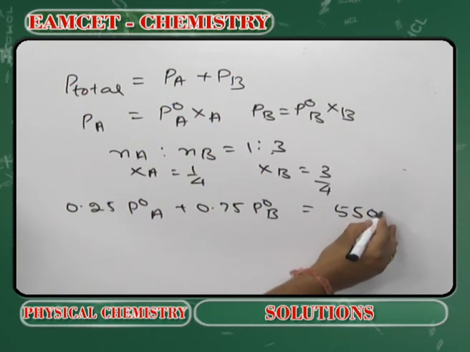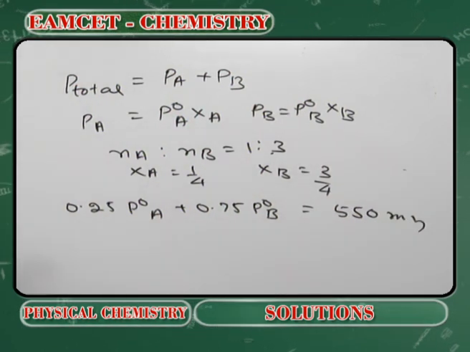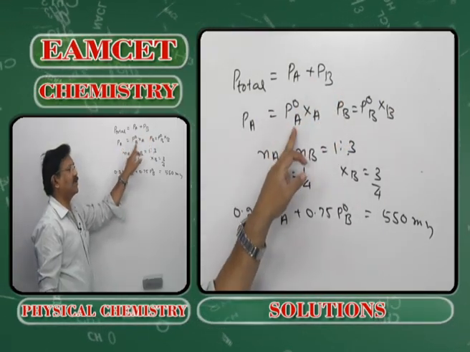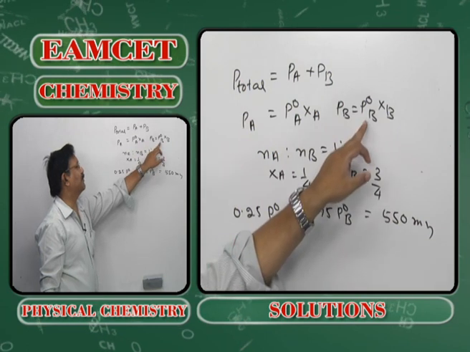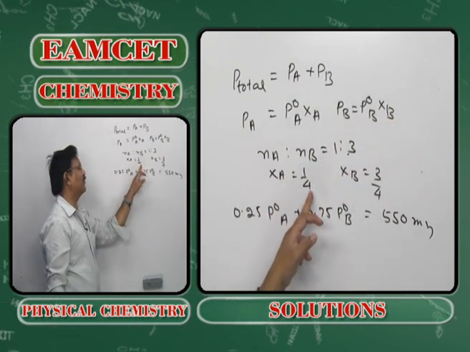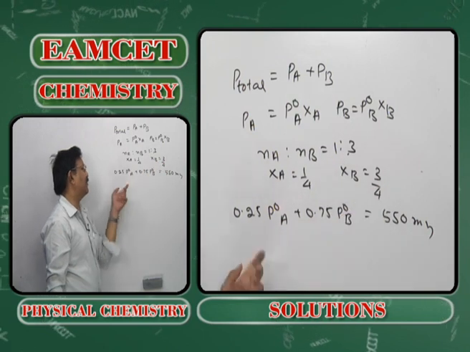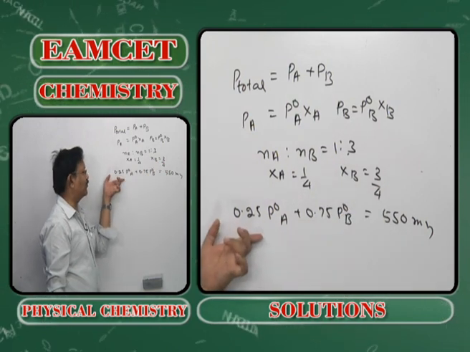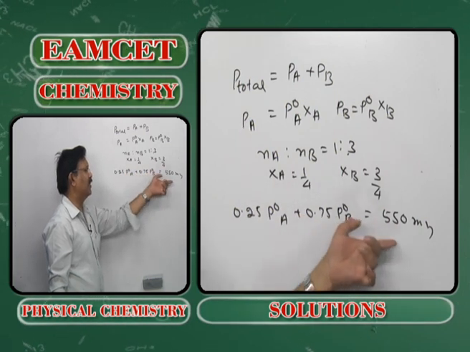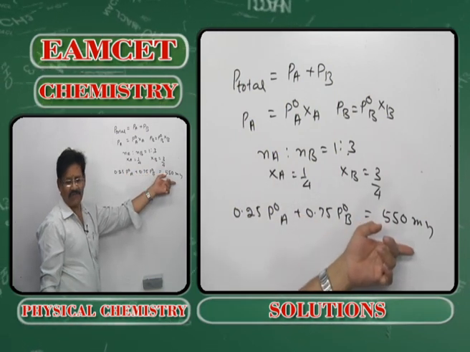is equal to 550 mm, because P total is equal to Pa plus Pb. What is Pa? P naught A into XA. What is Pb? P naught B into XB. What is XA? 1 by 4. What is XB? 3 by 4. That is 0.25 P naught A plus 0.75 P naught B. Its value is 550 mm.